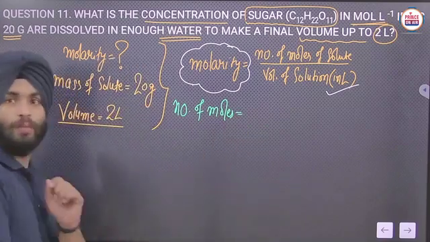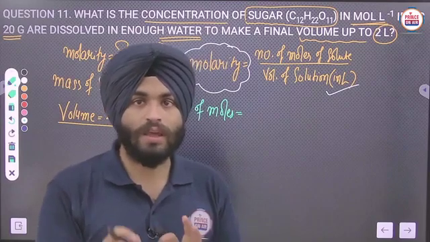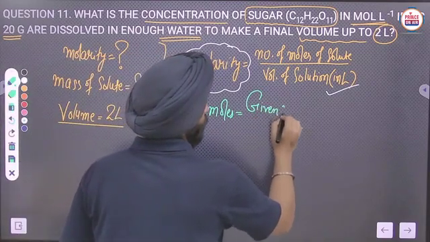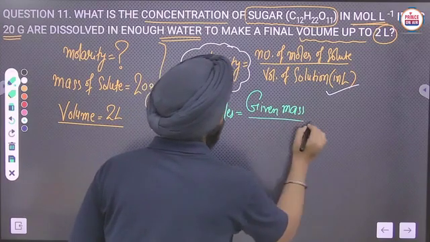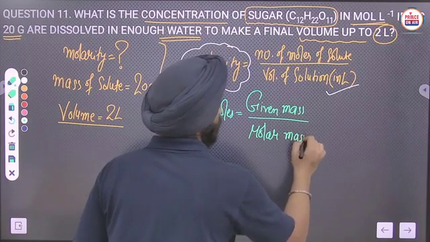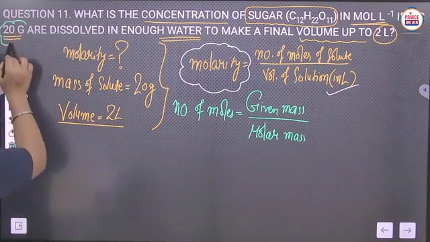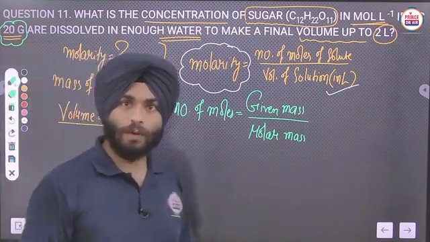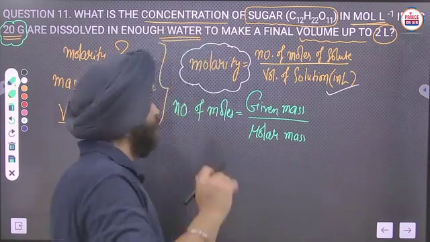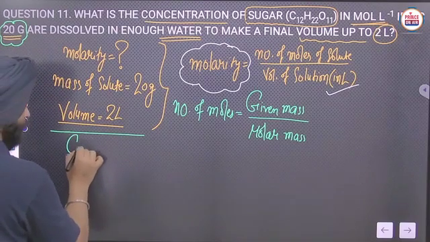What is the formula for number of moles? Given mass upon molar mass. Now what is the given mass here? That is given to you, so 20 gram is the given mass. What is the molar mass? The molar mass you can calculate. Yes or no? Can you calculate the molar mass of sugar here?